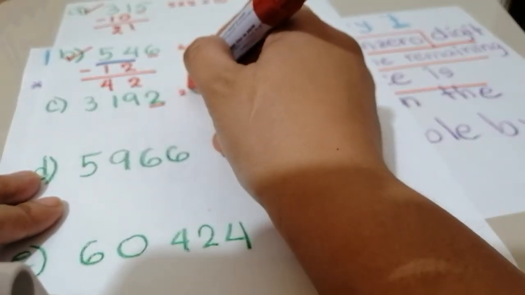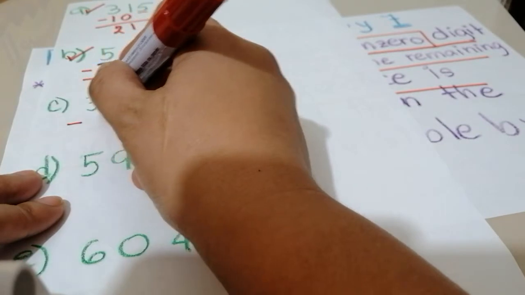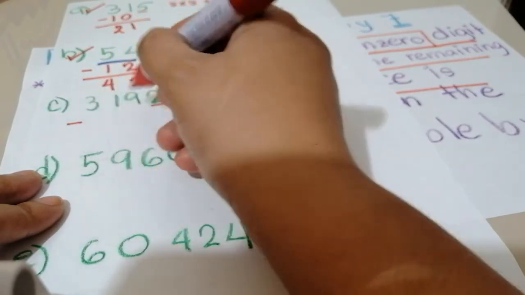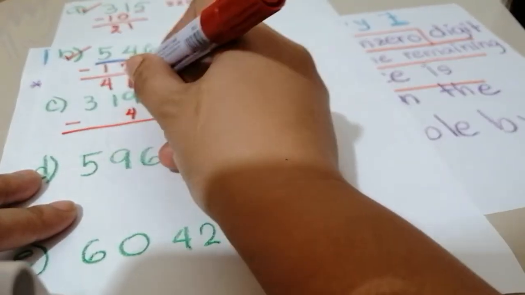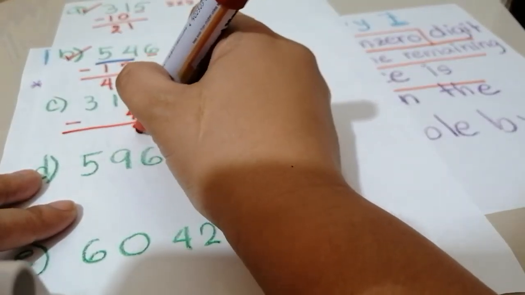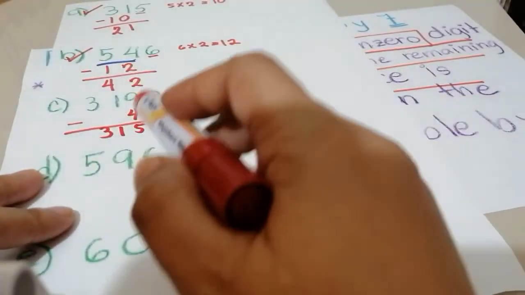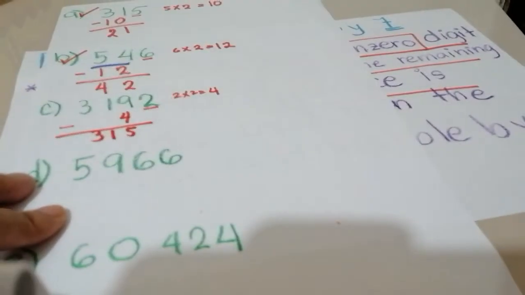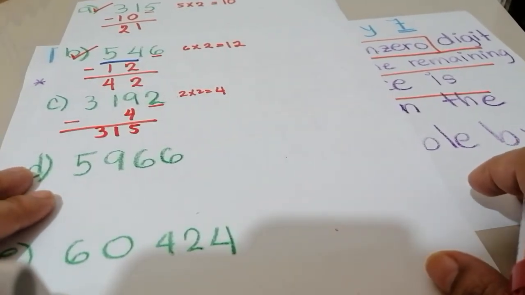So 2 times 2, that will be 4. So subtract natin yung 4 from the remaining numbers, and that is 319. So put 4 here. So that will be 9 minus 4, that will be 5. Bring down 1 and 3. Pero dahil ang 315 ay malaki pa, so again, ang gagawin lang natin, i-repeat lang natin yung rule.